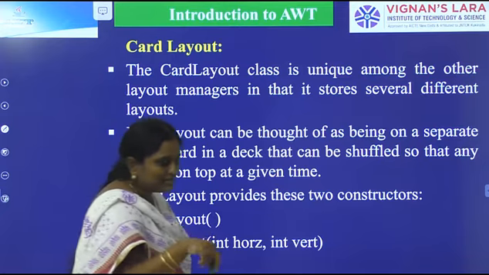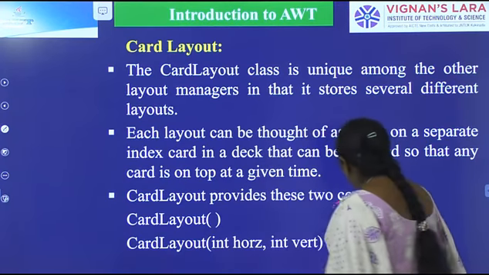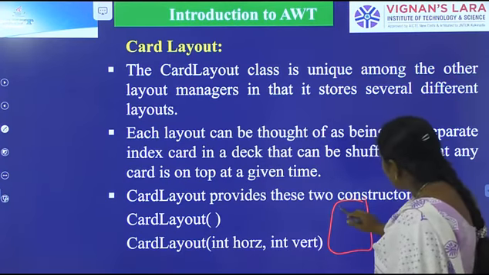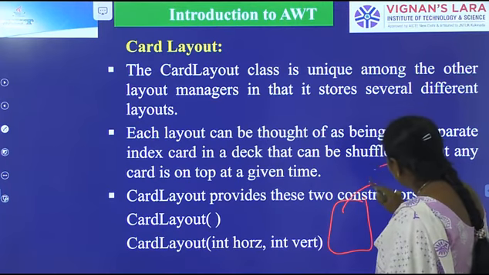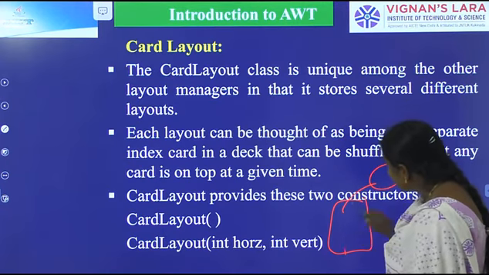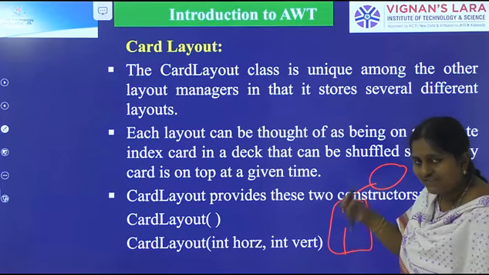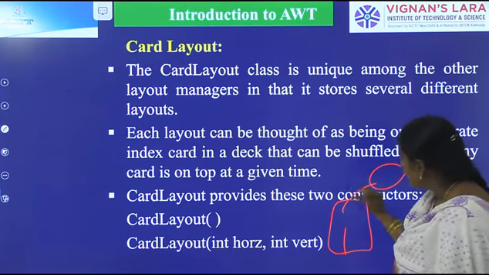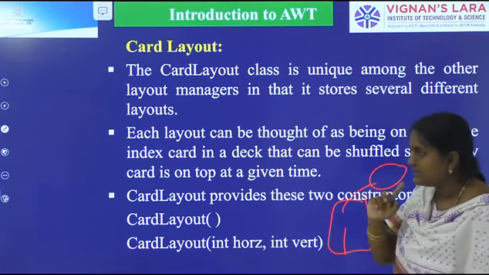Suppose a stack of cards is there. In a stack, we can pick up only the top card at a time, only one. Only the top card is visible at a time. Only one card is visible at a time.